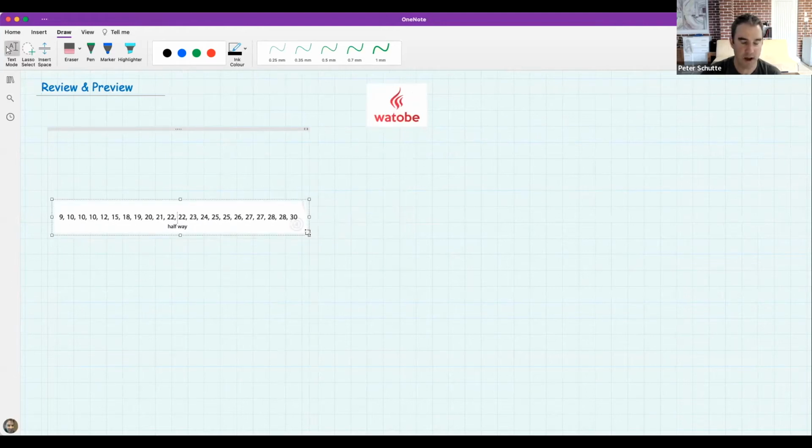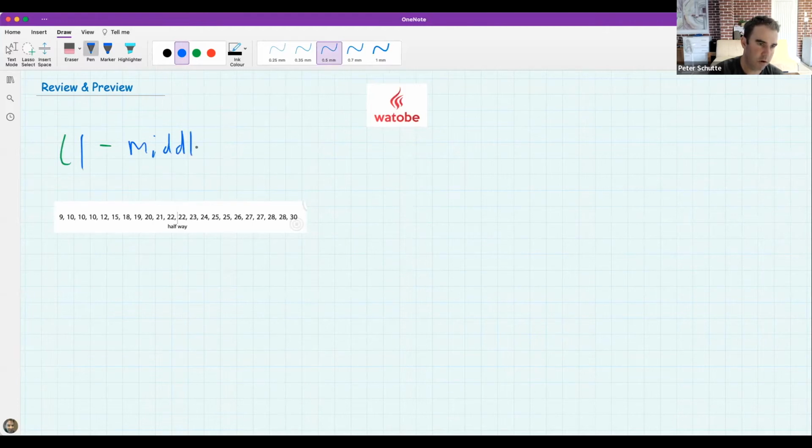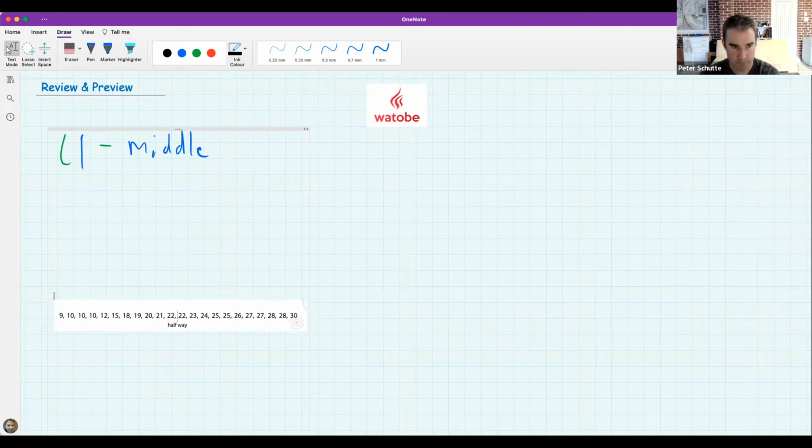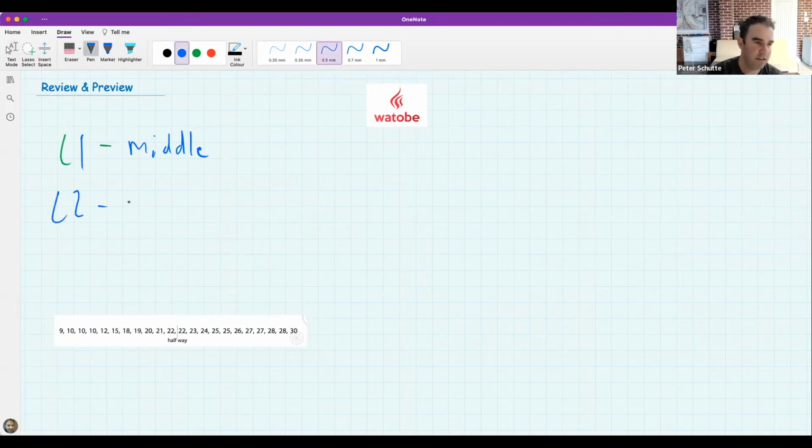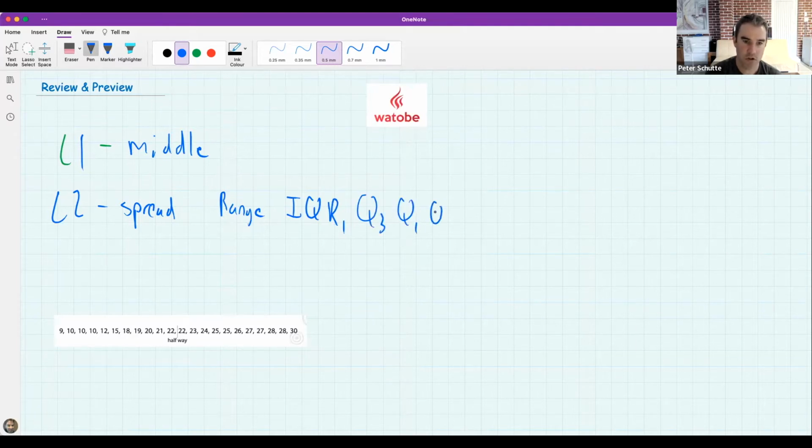So lesson 1 was all about where the middle is. Let me draw this properly. Lesson 1, where is the middle, or what we call central tendency: mean, mode, median. And then lesson 2 was about how spread out the data is. We talked about things like the range, the interquartile range, and Q3, Q1, Q2, etc. And then at the very end, we started talking about percentiles. That's where we're going to carry on from today.